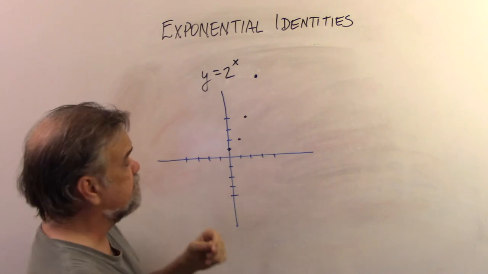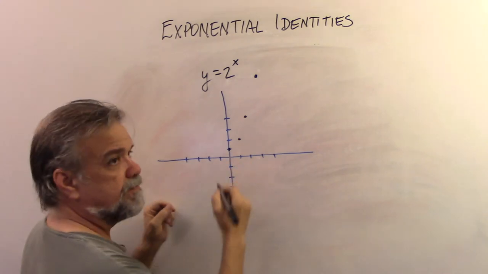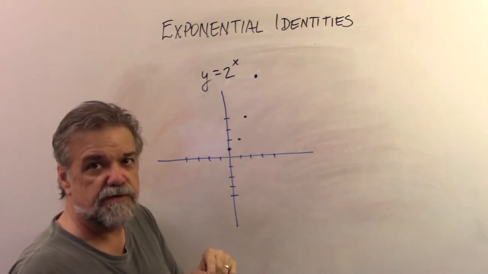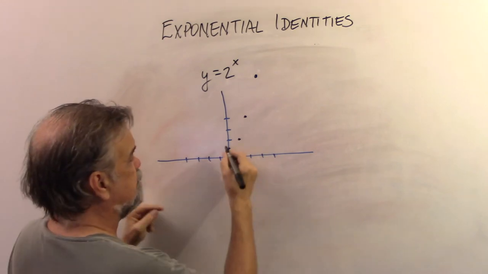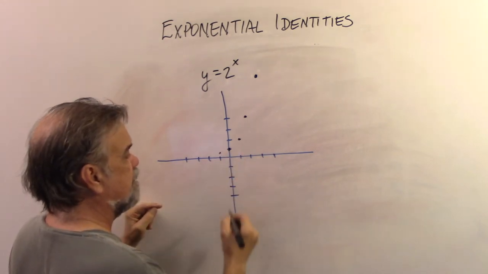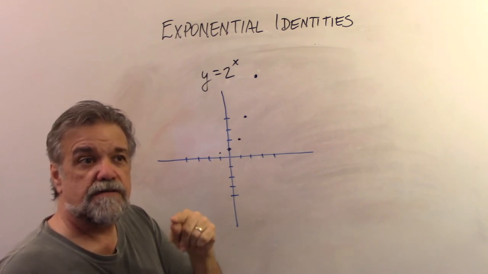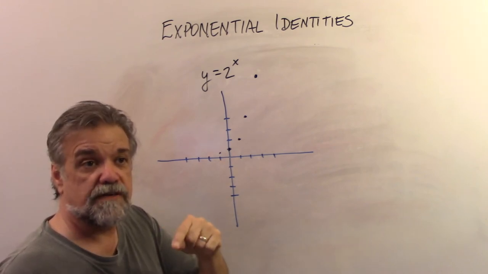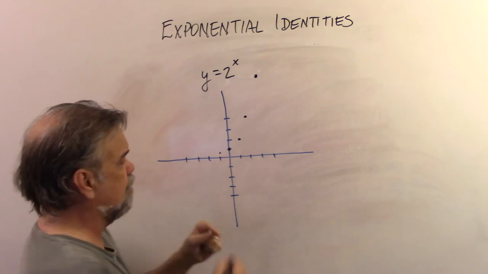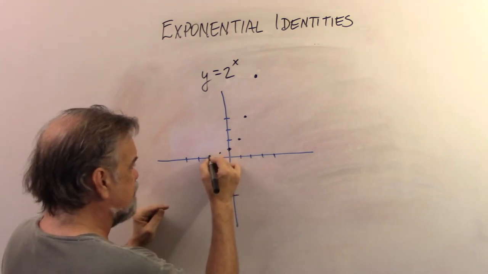Meanwhile, going off to the left, 2 to the negative 1 power, okay, to the negative 1, that's a reciprocal. So that's going to be 1 over 2, 1 half. I'll put it like right there. 2 to the negative 2 power is 1 over 2 to the second, which is 1 over 4. So, okay, try to do that.